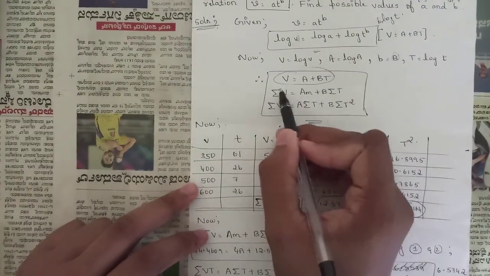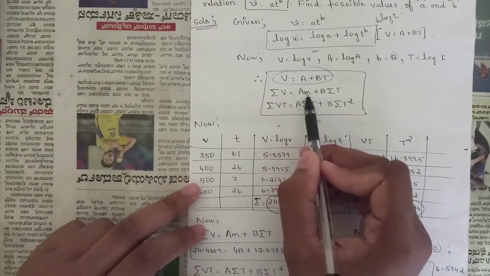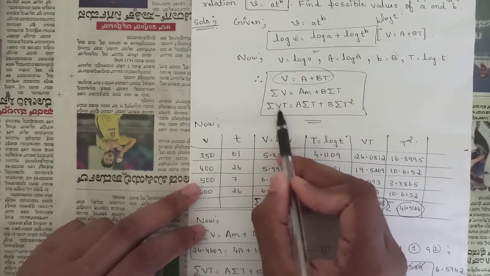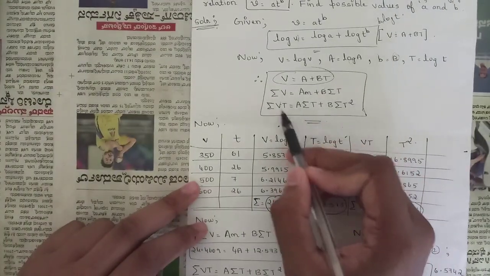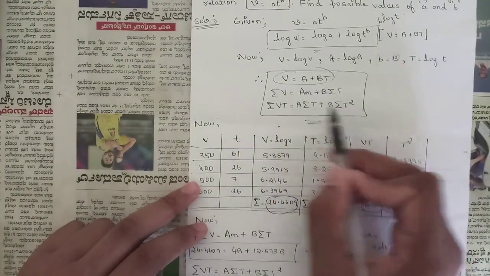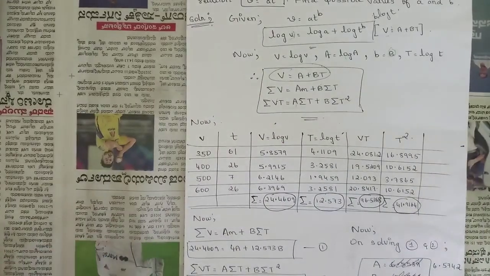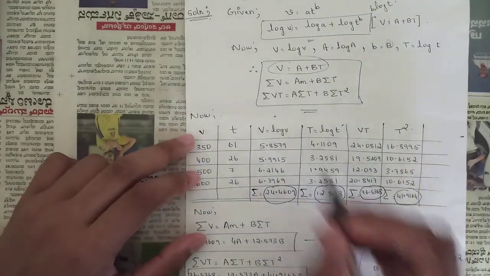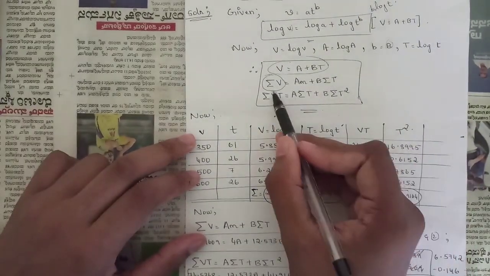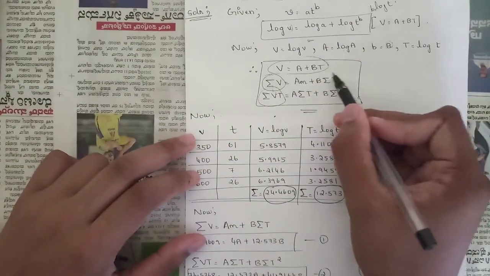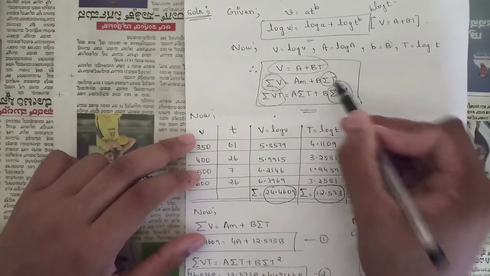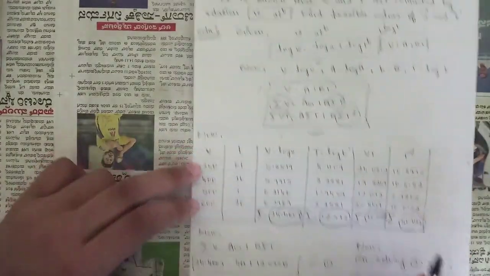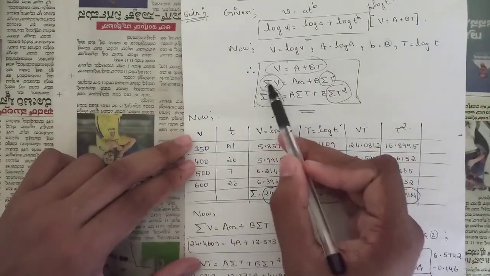After that, write summation of V equal to A into number of observations plus b into summation of T, and summation of V into T equals A into summation of T plus b into summation of T square. Okay, yeah, so now we have these two equations. For that, see the parameters we need: summation of V, summation of VT, summation of T, and summation of T square, right? Yeah, so that only we are going to write. First write small letter v and t, whatever is there in the question, write that. After that, we need to find summation of V, right?